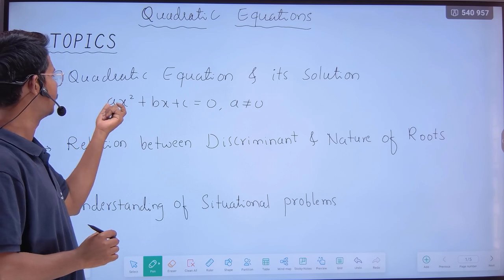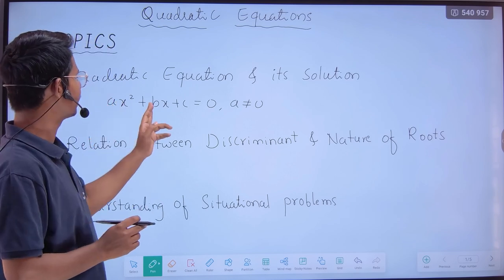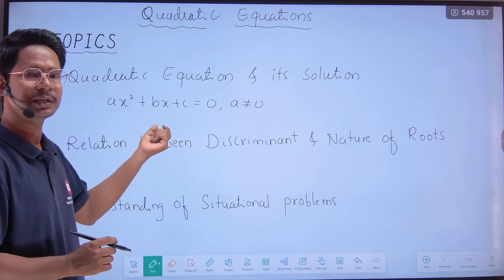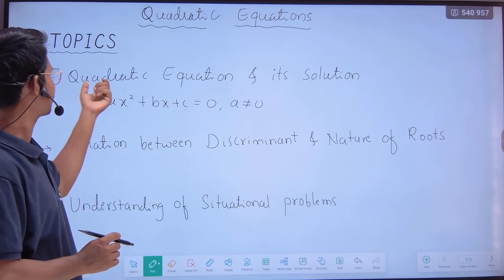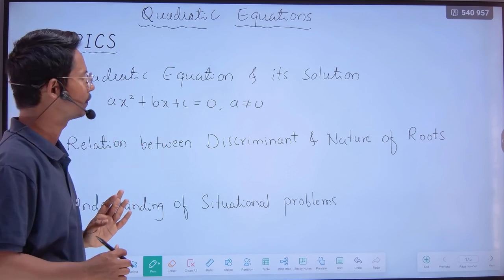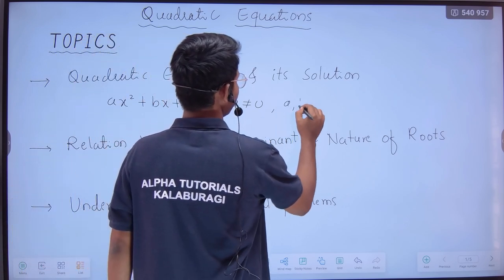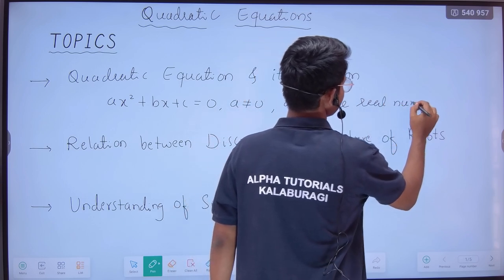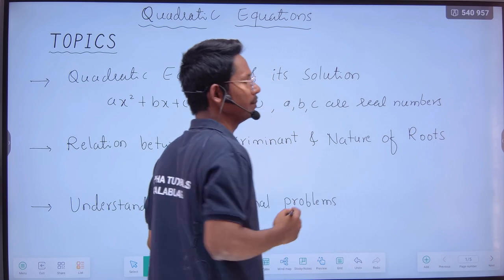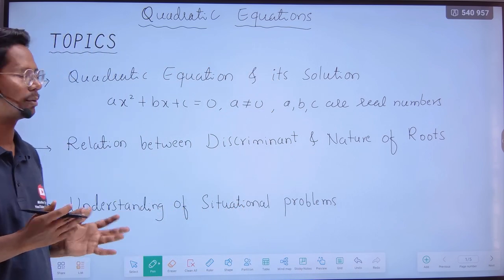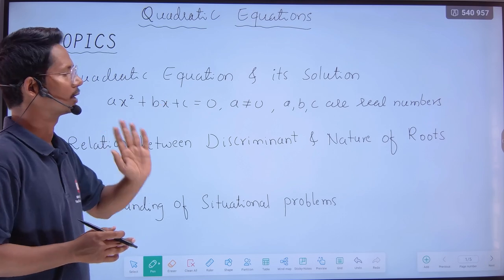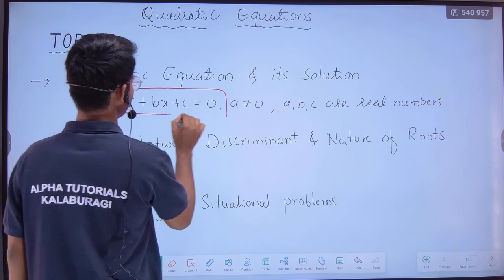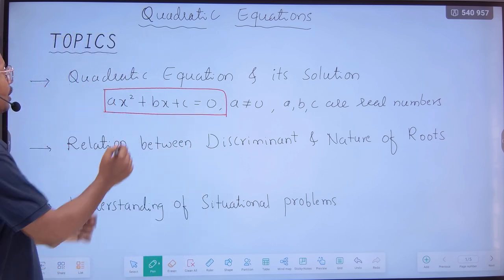Suppose the value of a is 0, then 0 into x square is 0, and you will get bx plus c. The degree of x is 1, so it is said to be a linear equation. When I want to say quadratic, the highest degree should be 2. And a, b, c are real numbers, which means a, b, c can be fractions, negative integers, or positive integers. So you need to remember this form: ax square plus bx plus c equal to 0 is called a quadratic equation.